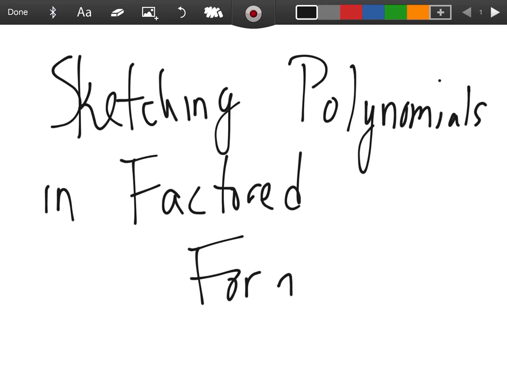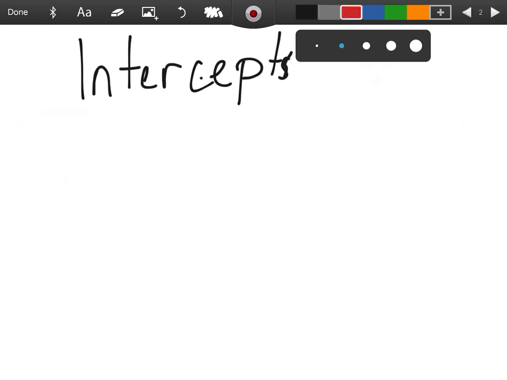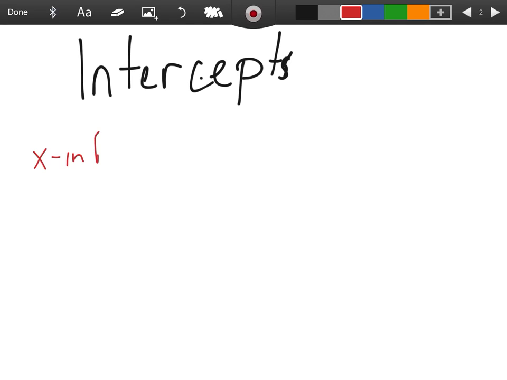All right, in this video we are going to be covering sketching polynomials when it is given in factored form. Before we even get into this, we want to talk quickly about intercepts. We're going to talk about x-intercepts, and we're going to talk about y-intercepts.